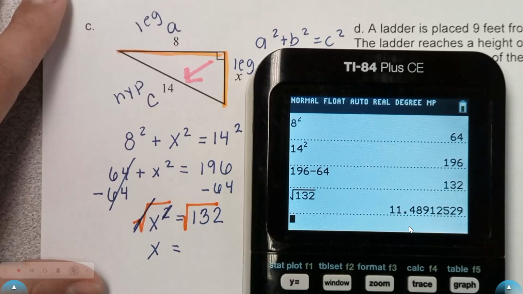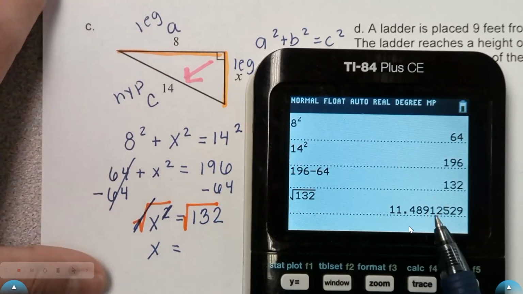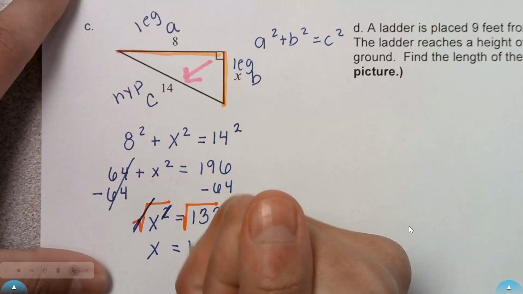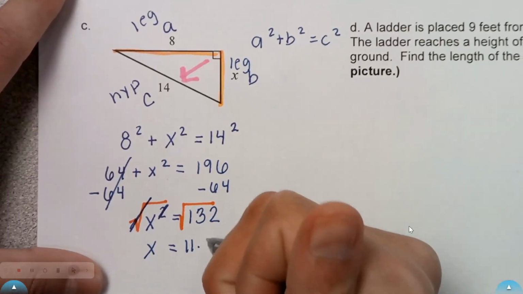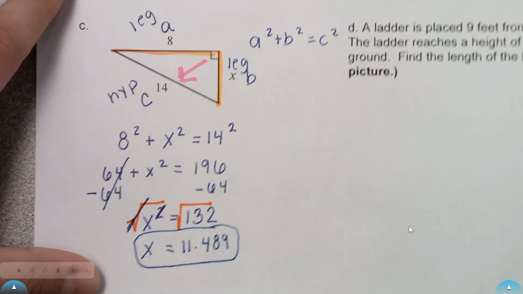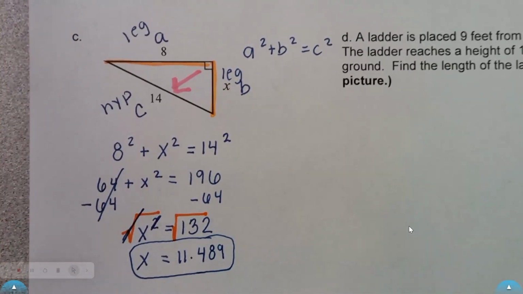Okay, I get a decimal, so I'm going to round to 3 decimal places. I'm going to look at my decimal and count 1, 2, 3. I end up at the 9. If the next digit is 0 through 4, the 9 will stay. If it is 5 or up, this will go up. But because this is a 1, it'll stay as 9. So my answer is going to be 11.489. And so my x here is going to be 11.489.